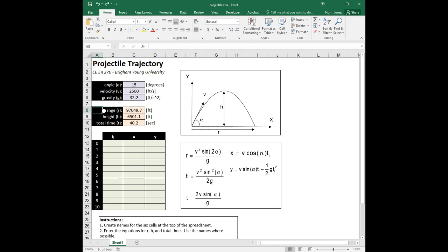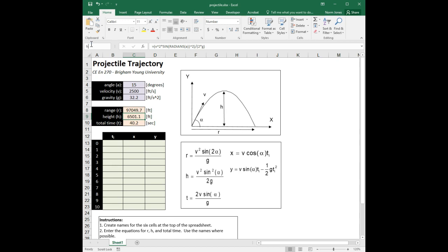By the way, you can name an entire range of cells. It doesn't have to be an individual cell. You can name a table using the same technique. So I could call this my table, and there we go. But if I wanted to name this as range, I'm going to select that cell and do range.